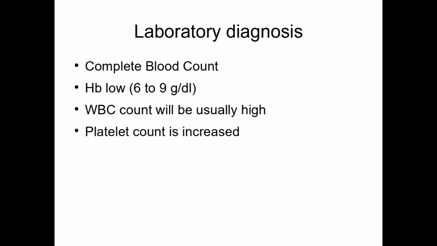For diagnosis of sickle cell anemia, let us start first with complete blood count, which will show low hemoglobin ranging from 6 to 9 gram per deciliter. WBC count will usually be high and the neutrophil series will be shifted to the left, that is precursor cells of neutrophils will be there. Next, platelet count is generally increased.